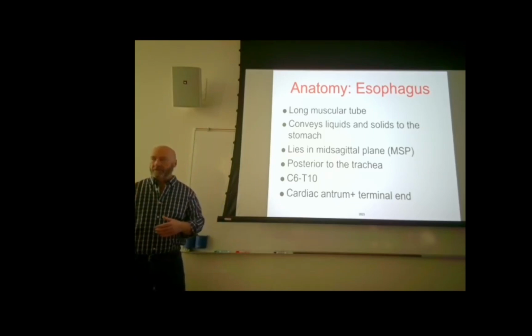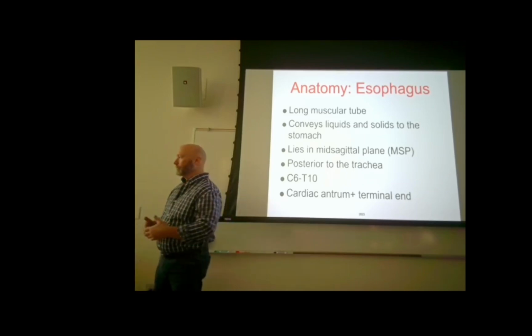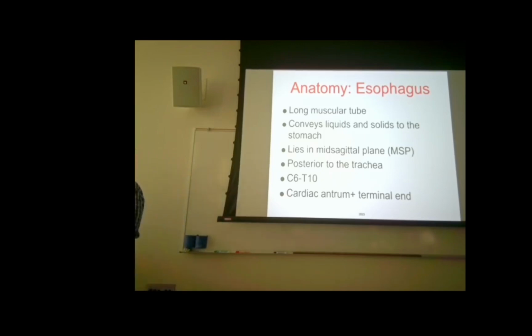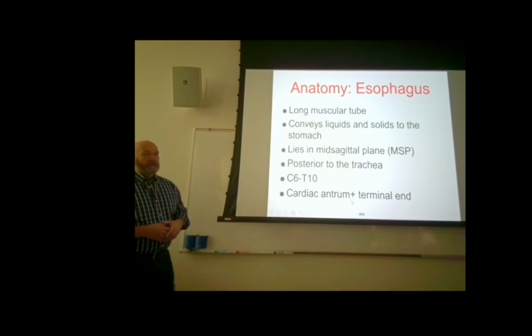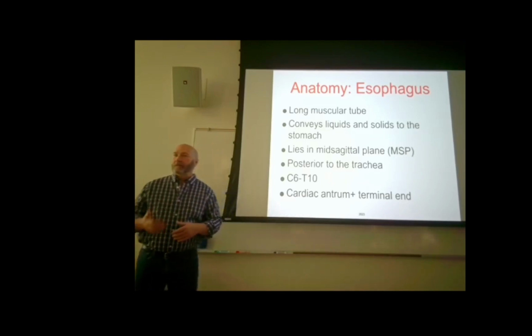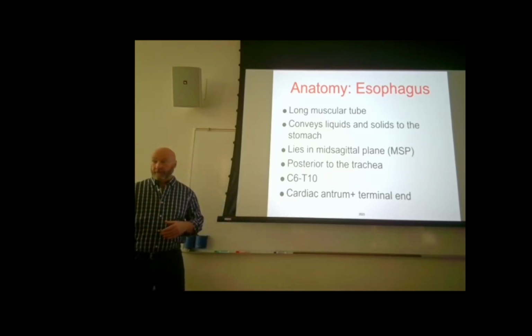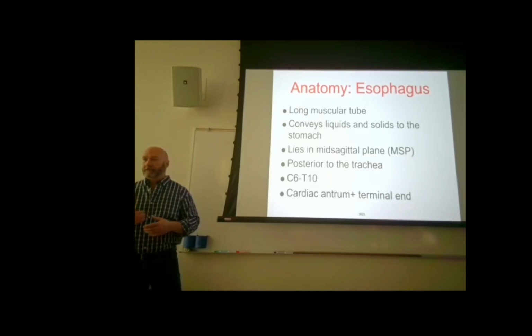It's not just a straight tube that goes from the mouth to the stomach. It also does deviate as it travels through the thoracic cavity. So it's posterior to the trachea from C6 to T10. The distal end of it is what we refer to as the cardiac antrum. That's the lower portion, and whenever the patient has reflux, any kind of reflux, you eat something spicy and you get a little bit of reflux up into your esophagus, you get that burning feeling that we call heartburn.